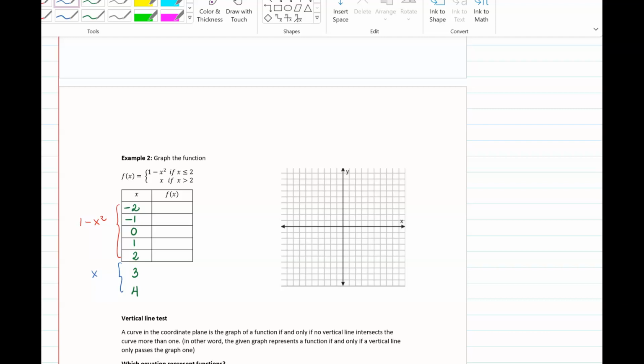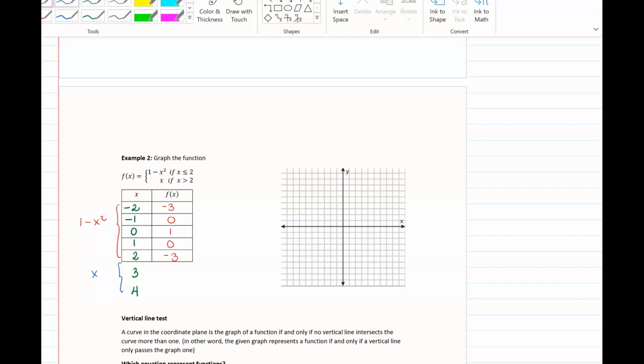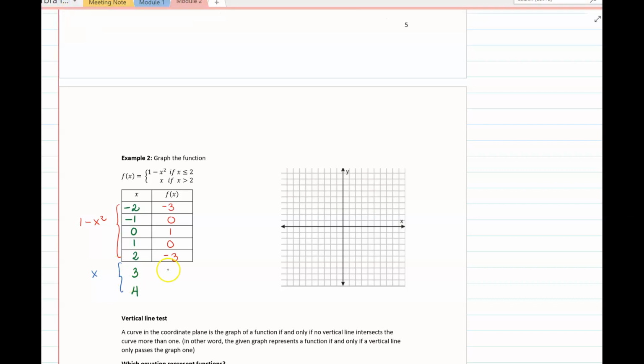When x equals -2, plugging into the equation, we get -3. Then -1, 0, 1, and 2. When x equals 3, f of x also equals 3. When x equals 4, f of x also equals 4. So let's graph this. When x equals 3, f of x equals 3, so we have this point, and at 4, this point. So we are looking at a straight line.